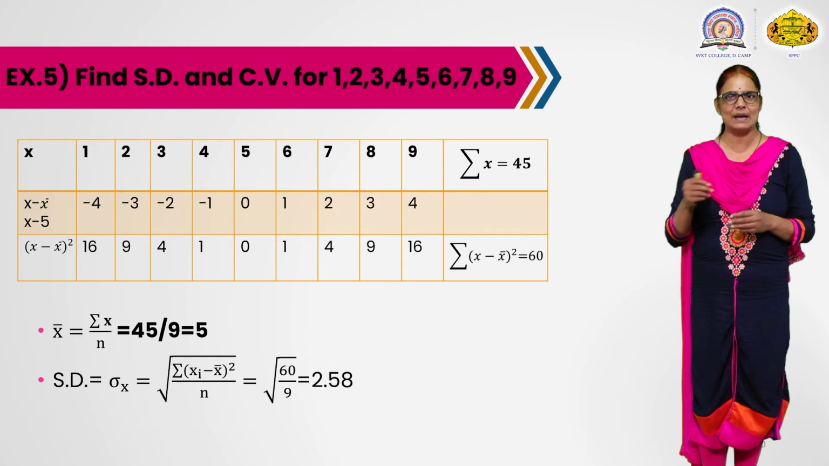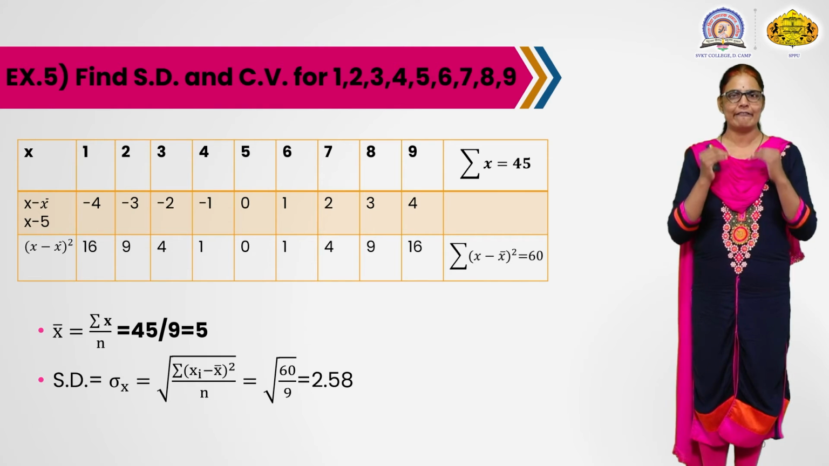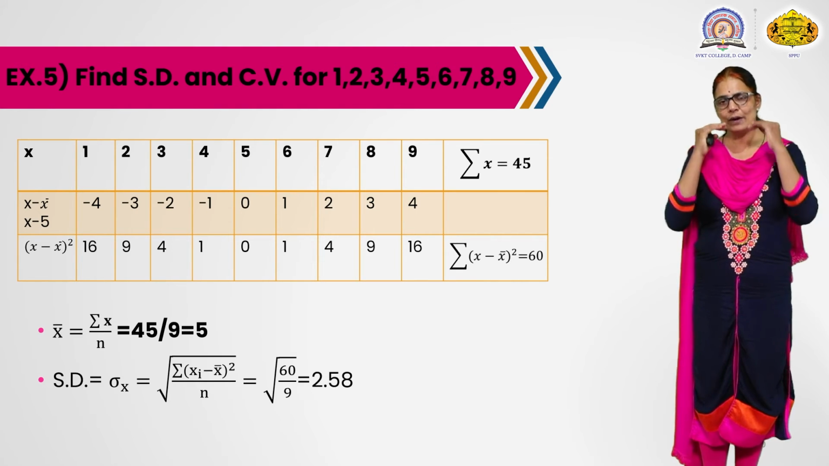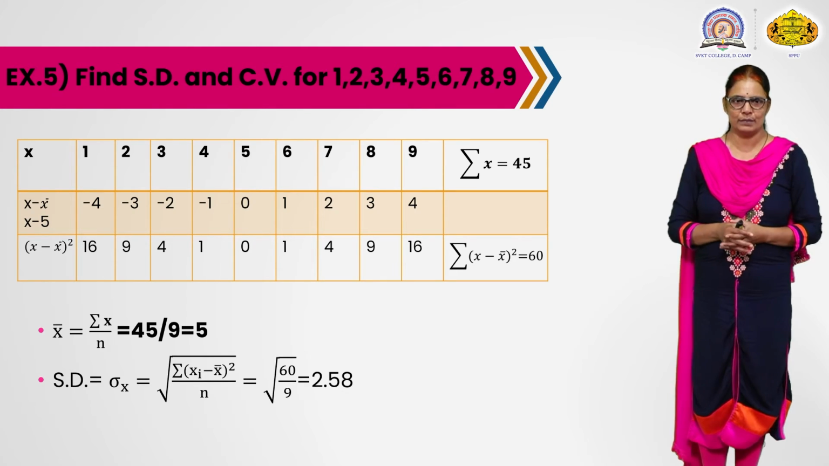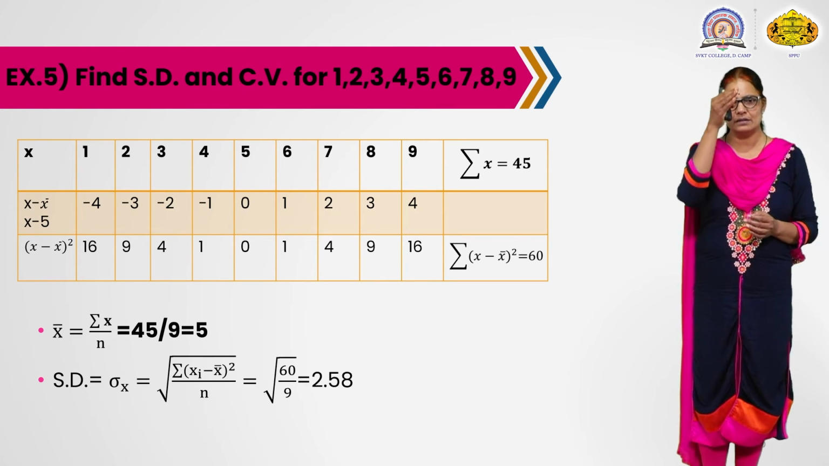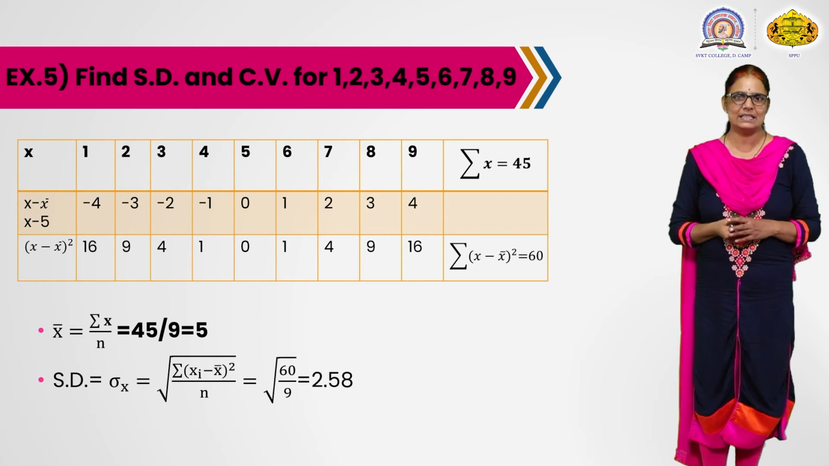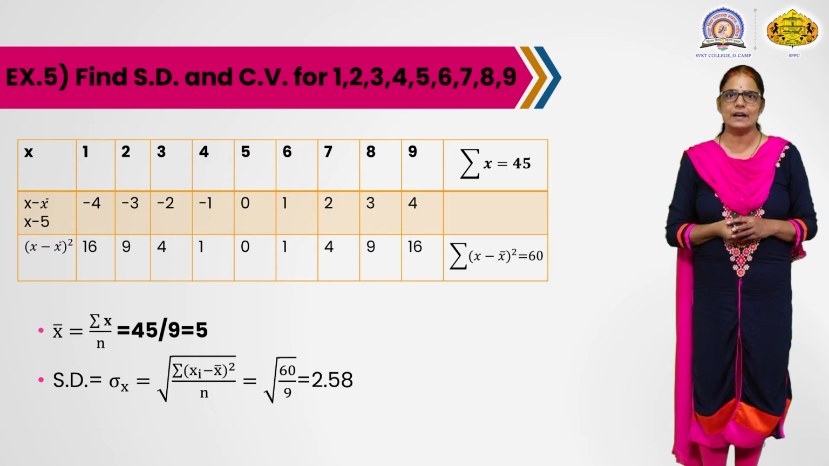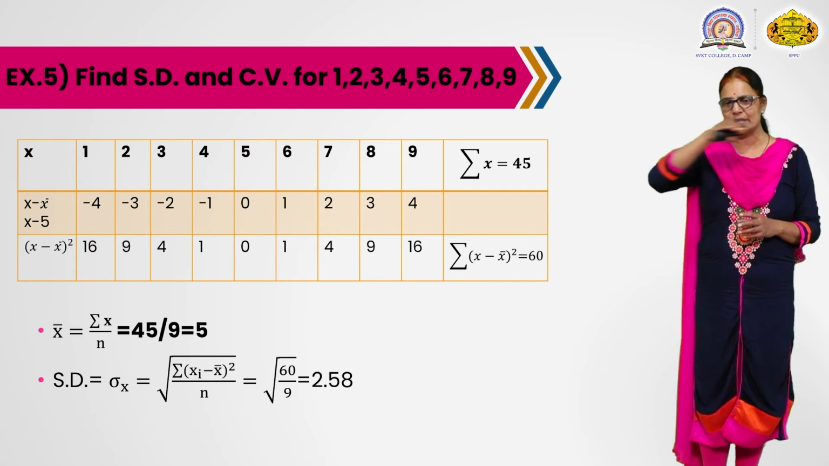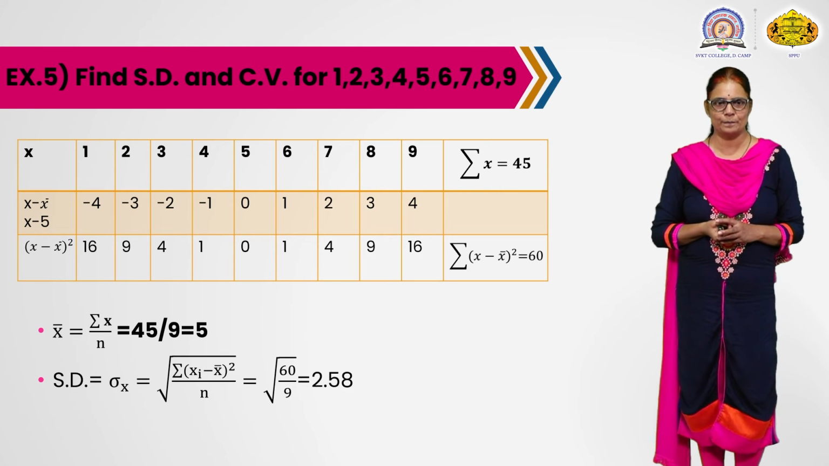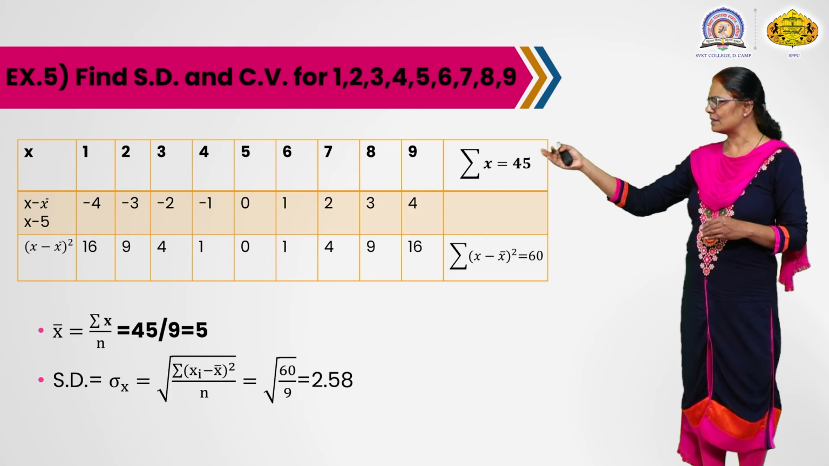The second row is x minus x bar, that is x minus 5. From each and every observation you have to subtract 5 and write the corresponding number. So, 1 minus 5 in the second column, see here. 1 minus 5 is minus 4, 2 minus 5 is minus 3, 3 minus 5 is minus 2, and continue in this way up to the last one. So, in the second row we have to calculate x minus x bar.